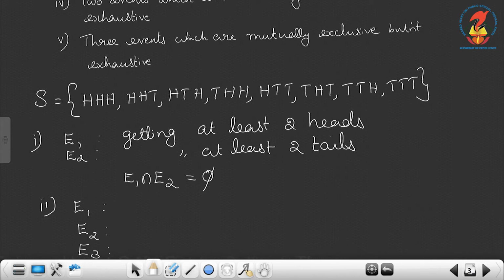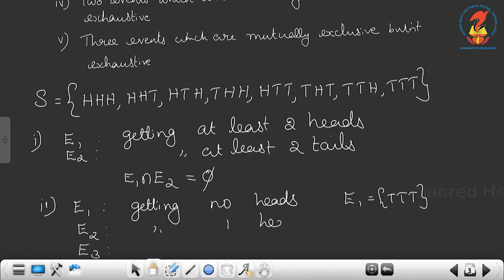Okay. So let E1 be the event, getting no heads. So what is E1? Getting no heads means TTT, isn't it? No heads in that. Now E2 means getting 1 head. So E2 means getting 1 head is HTT, THT, TTH, 1 head.